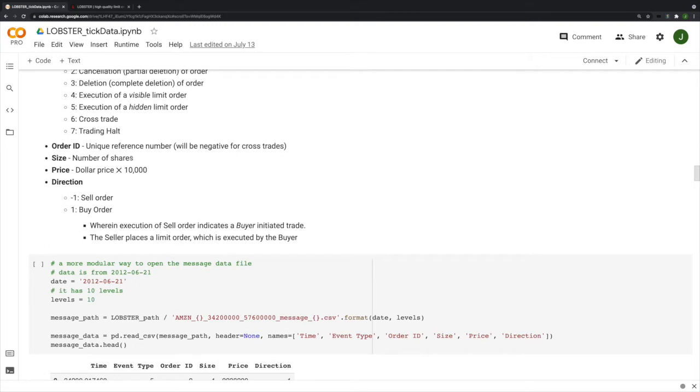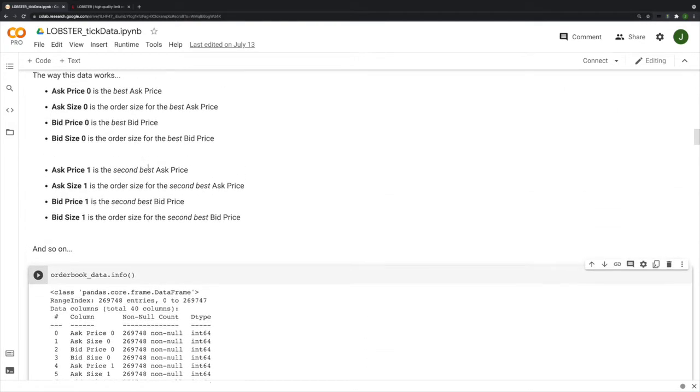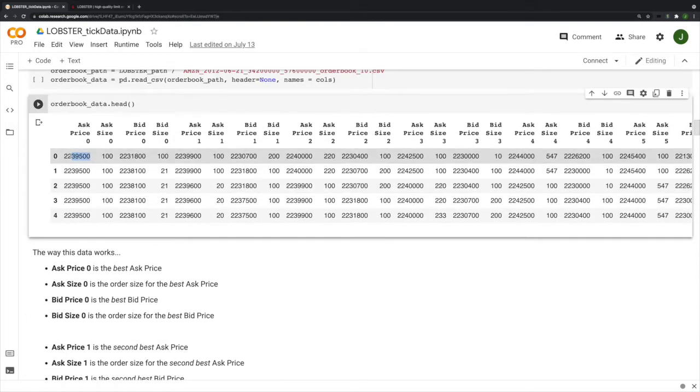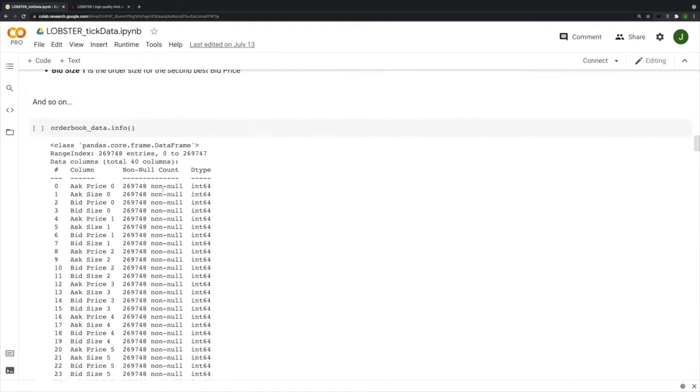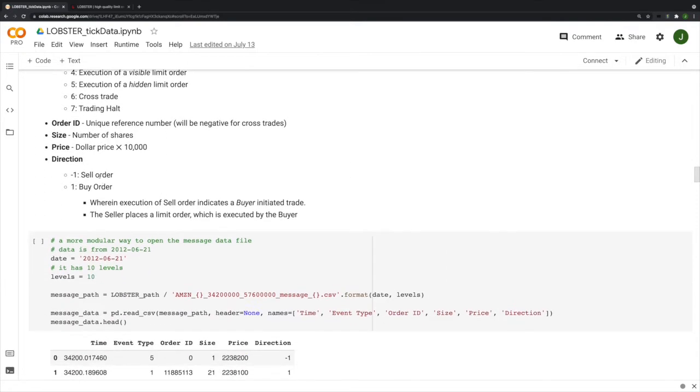the number of shares in that order, the price, which is the dollar price times 10,000, which yields that price to the hundredth of a cent that we saw up here, and the direction. So -1 is a sell order and 1 is a buy order, but a sell order indicates that a buyer initiated the trade.